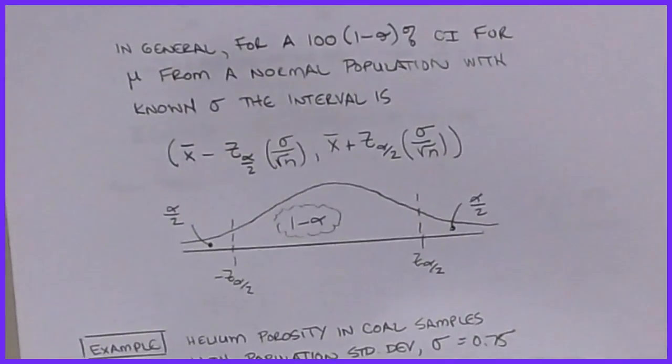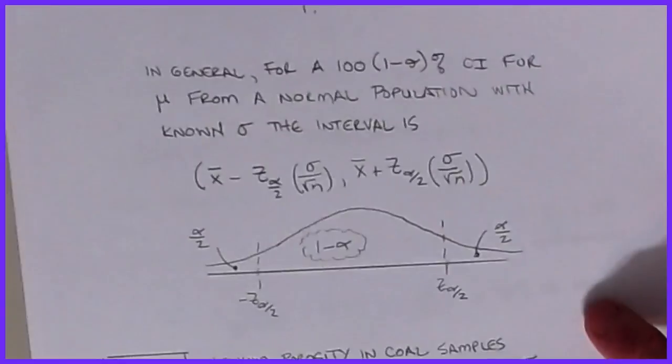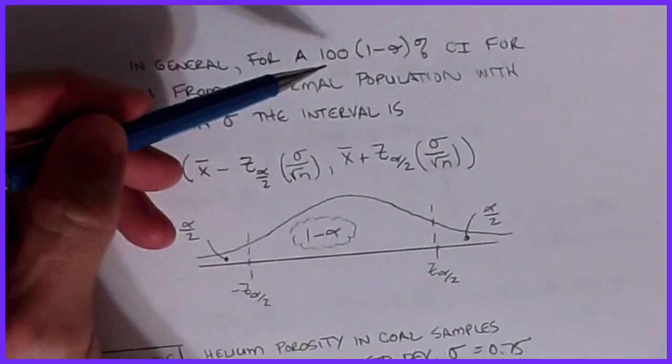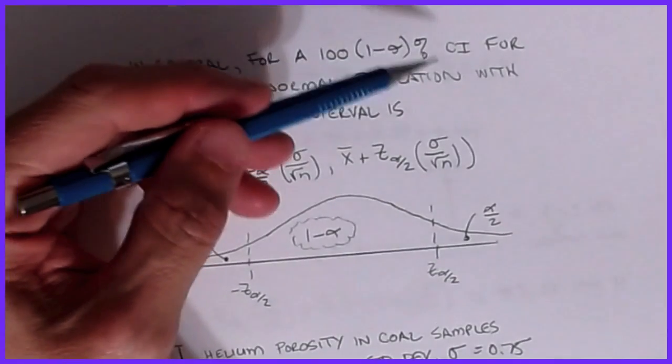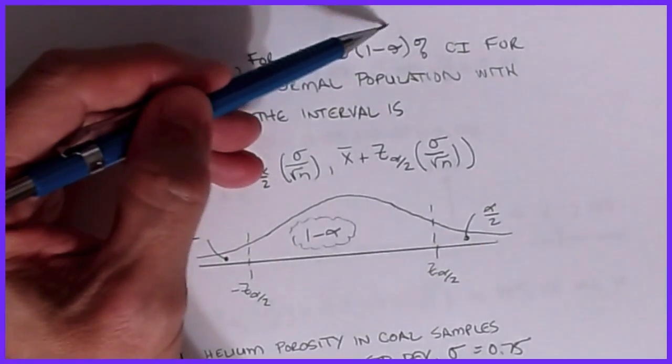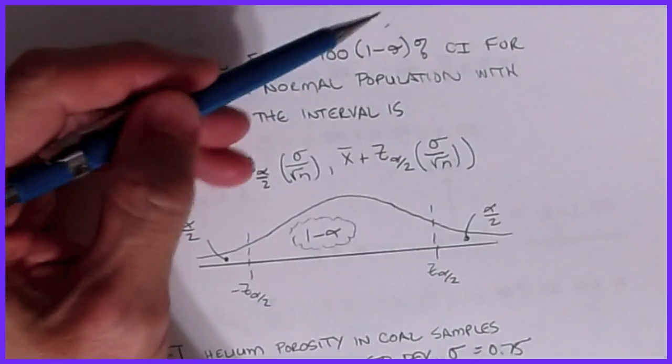All right, so let's try to generalize this a little bit. Okay, so in general, the way that we write this is for a 100 times (1 minus alpha) % confidence interval. So if you look at that, if alpha is 0.05, then 1 minus 0.05 is 0.95, and then 0.95 times 100 is 95%.